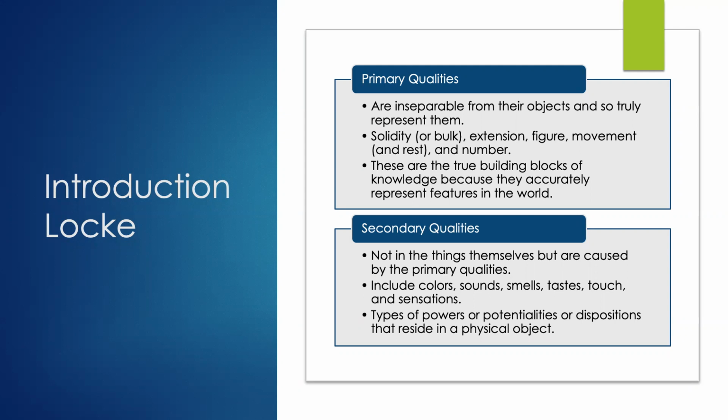Now, the secondary qualities are not out there. Where are they? Well, they're caused by the primary qualities, assuming there's stuff out there, but they exist in our mind. The usual suspects are color, sound, smells, taste, touch, and other sensations.